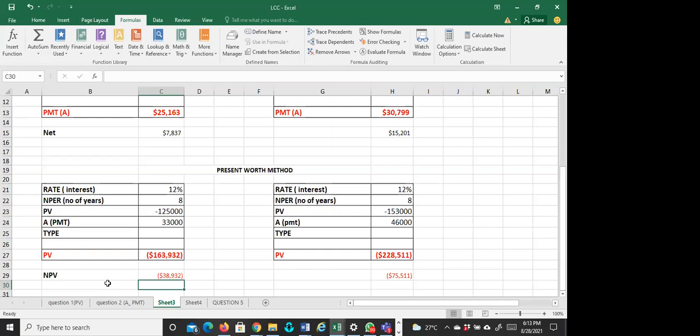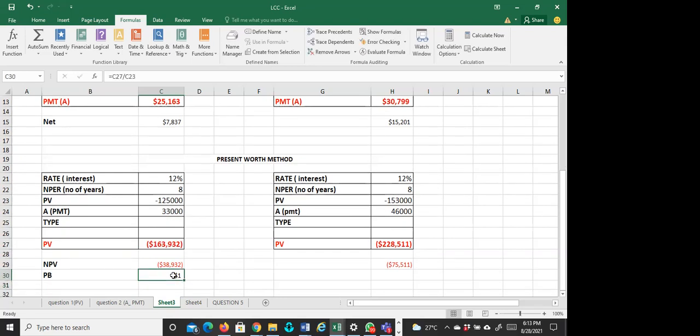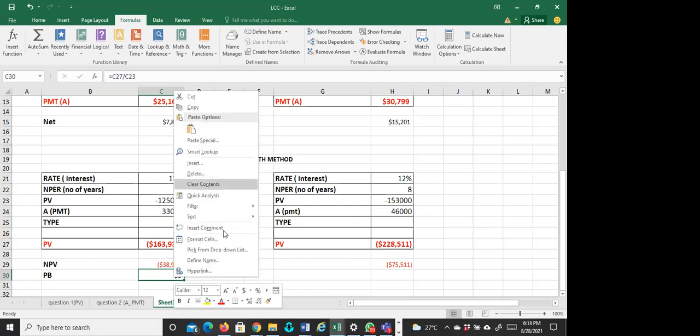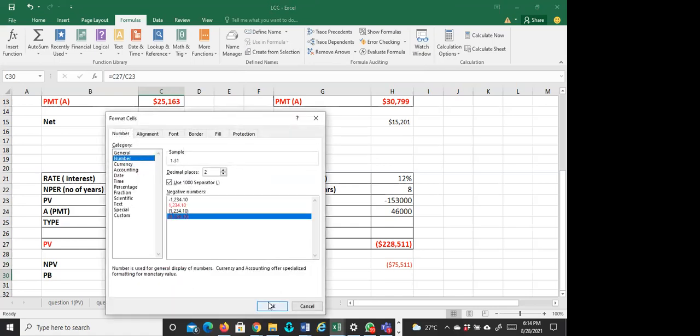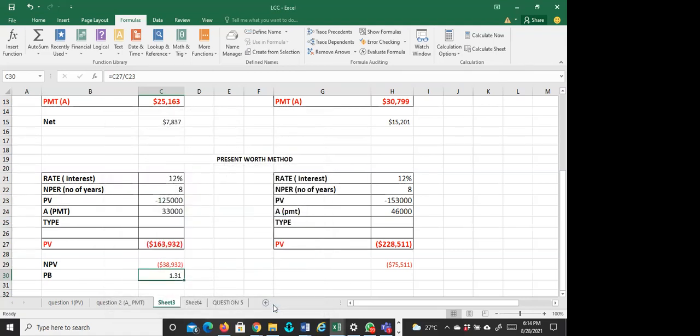So for instance now, for this one, if you have to know the payback period, it is simply the simple payback period. The payback period is simply equal to this divided by this. Sorry, it's giving me naira. I should remove this naira thing. I need to format this cell. Okay, I just format the cell. Right click, format cell. I'll say numbers, not currency. Two decimal places. So the payback period is 1 year.